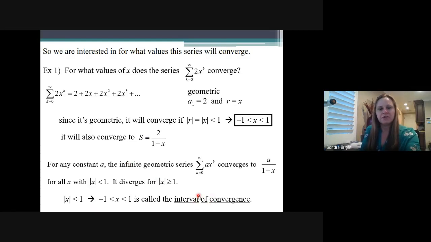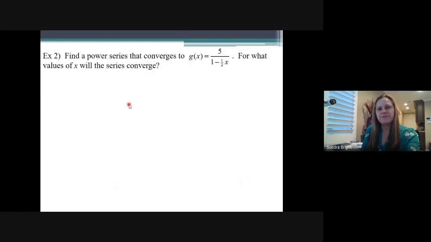We say it converges, or that's the interval of convergence. Let's find a power series that converges to 5 over 1 minus 1/2 x. And then for what values of x will it converge? All right, so it's saying it converges to.